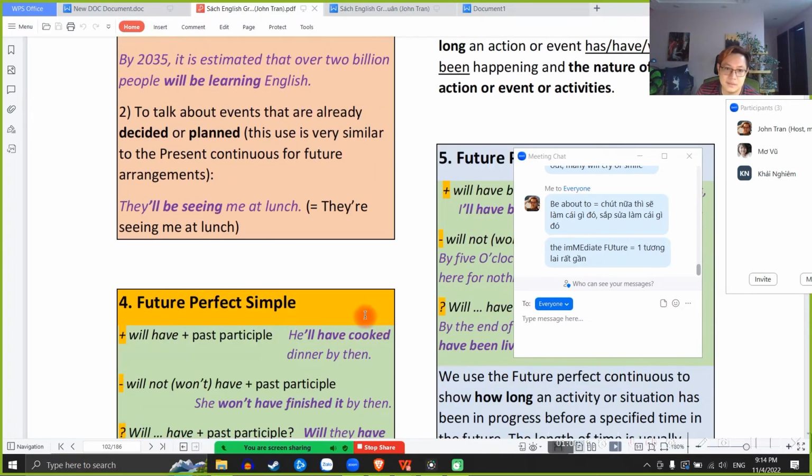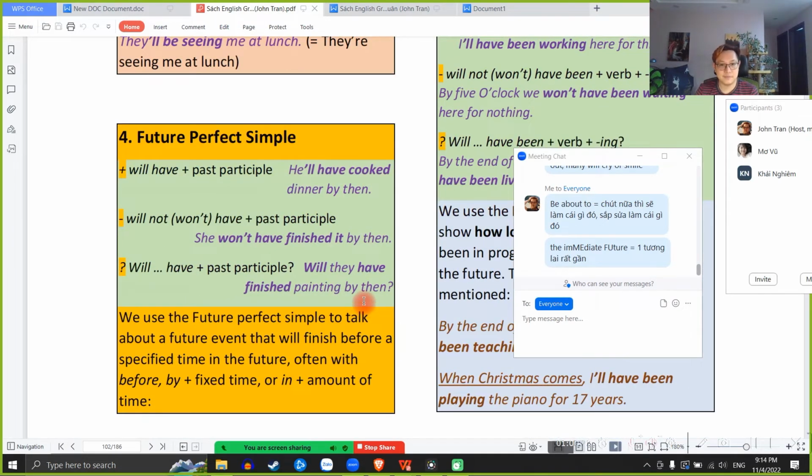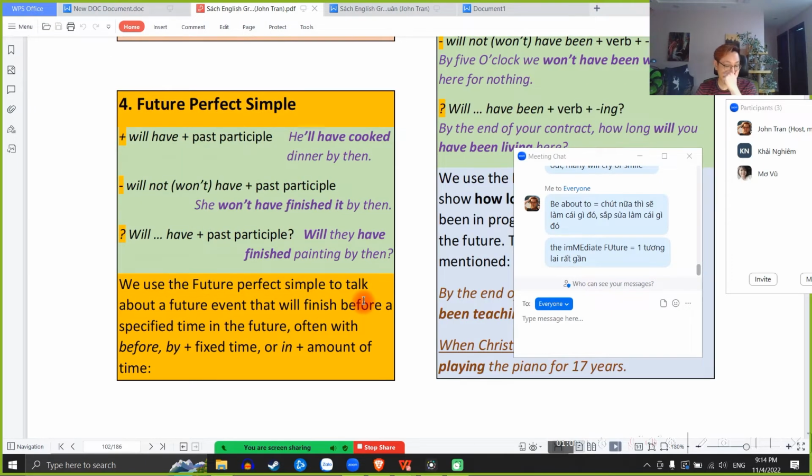Alright. Nghiêm. Future perfect simple. Will have past participle. Quá khứ phân từ á. You have cooked dinner by then. Cooked. Kéo dài xong rồi mới đi đầu làm T nè, tại vì nó không có rung lên. Cooked. He'll have cooked dinner by then. He'll have cooked dinner by then.